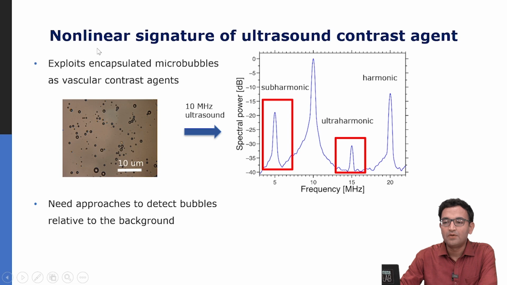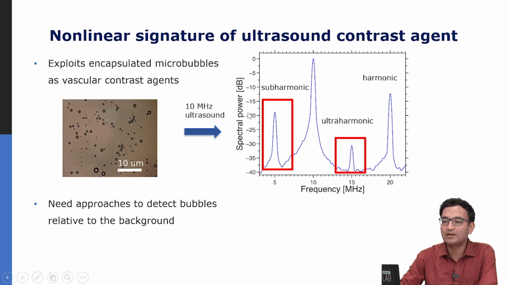And then when you excite these bubbles with ultrasound, let's say we send out a 10 megahertz ultrasound, what kind of frequencies will the bubbles scatter? So intuitively, thinking in the linear regime, we would think that if we send a 10 megahertz ultrasound to excite these bubbles, then you would get back 10 megahertz. And that is true. You do get back a 10 megahertz signal.